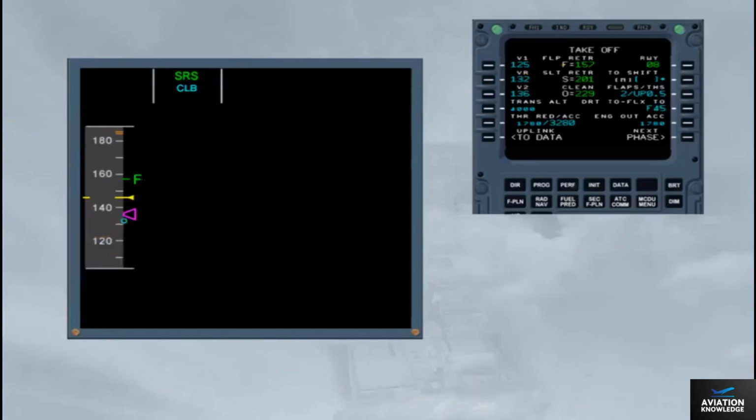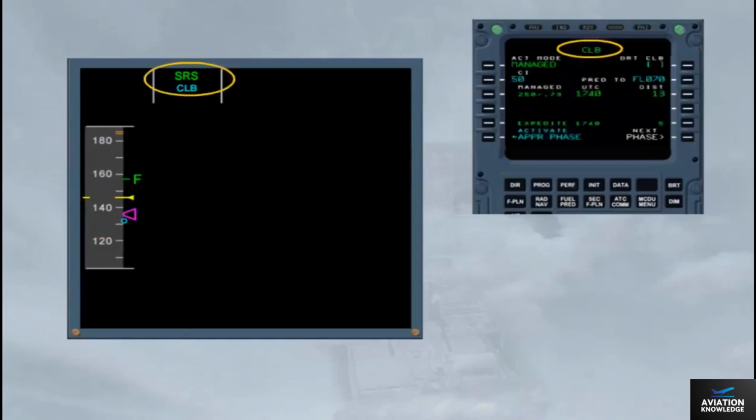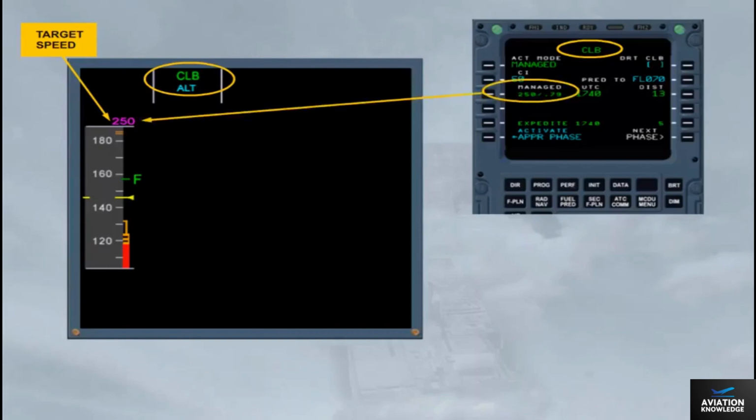At acceleration altitude, the climb phase automatically activates, shown by the change on the MCDU and on the FMA. Also, the target speed jumps to the climb speed. Notice that, since that speed is beyond the scale, it appears above the scale, in magenta when managed by the FMGS, or in blue if selected on the FCU.